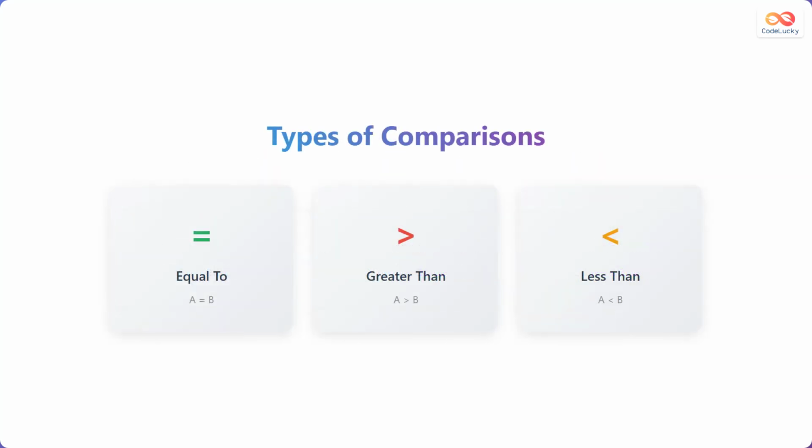There are three types of comparisons that a magnitude comparator can perform. These are equal to, where A is equal to B; greater than, where A is greater than B; and less than, where A is less than B.